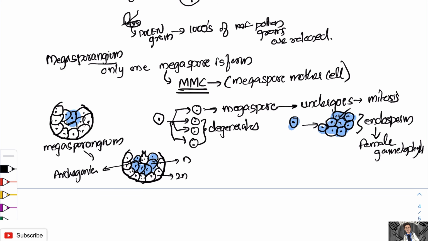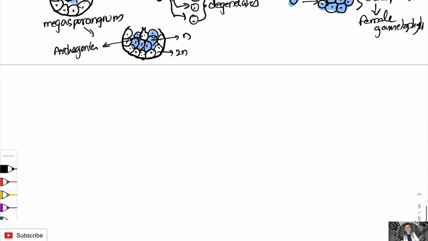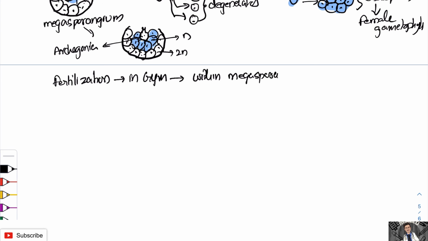Fine. And now fertilization in gymnosperms happens within the megasporangium. Within the megasporangium. All right. So this endosperm gives nutrition to the developing zygote.